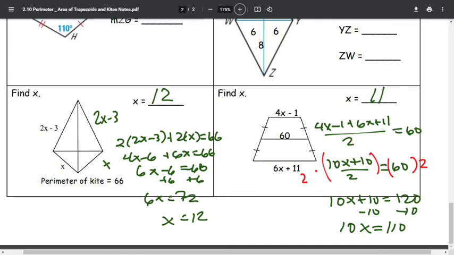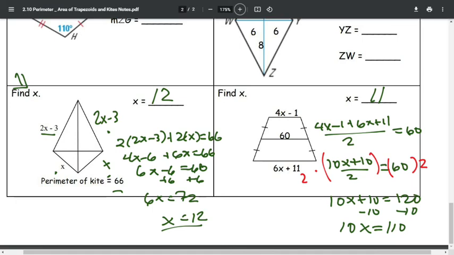Okay, then with these last 2 problems, we need to find x. Tells us the perimeter is 66. So with the kite, if you remember, if you kind of fold a kite in half, that's where everything equals each other. So if I got 2x minus 3 here, I got 2x minus 3 here, x here, got x on the other side. So I can plug into my perimeter of a kite, so 2 times each of those, solve all the way down, I'm going to get 12.